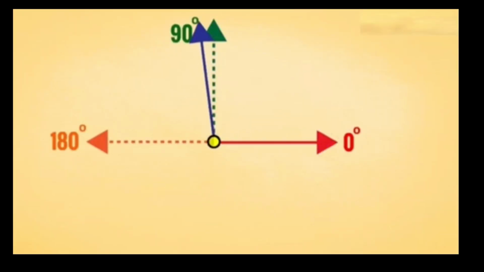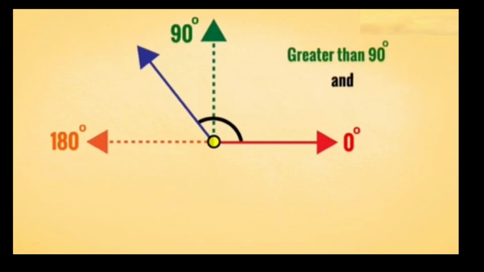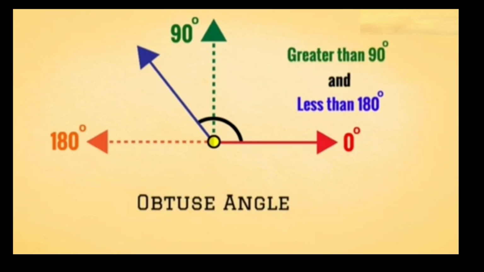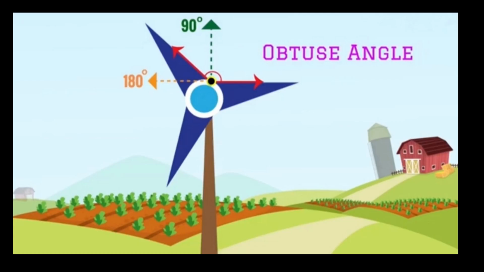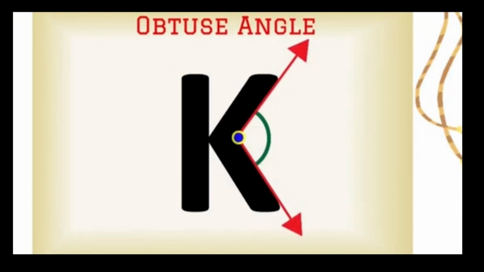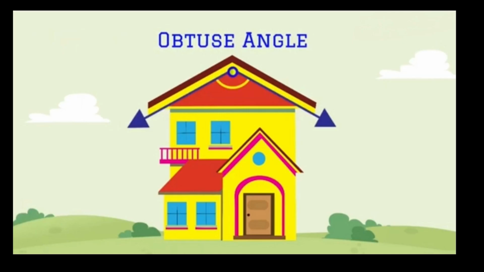Let's move on to the next type. If an angle is greater than 90 degree and less than 180 degree, then it is called the obtuse angle. Let's see some examples. Obtuse angles are found between the two blades of a windmill. The letter K also has one obtuse angle here. We can also find obtuse angles in the tops of some buildings.